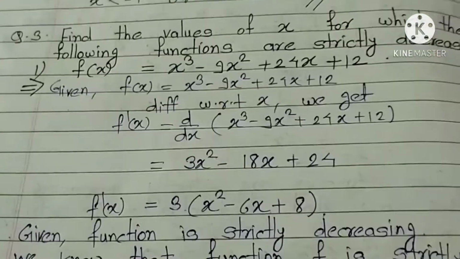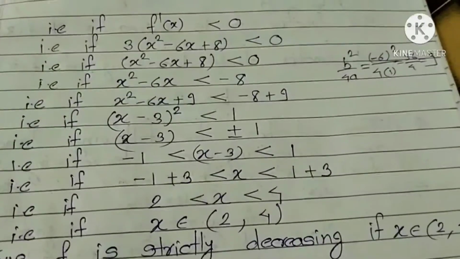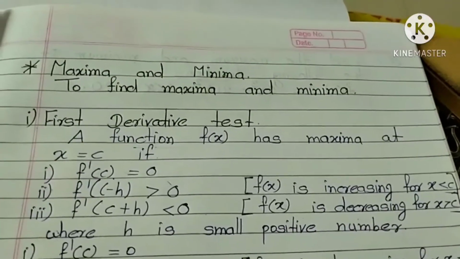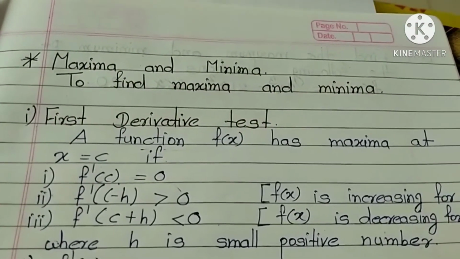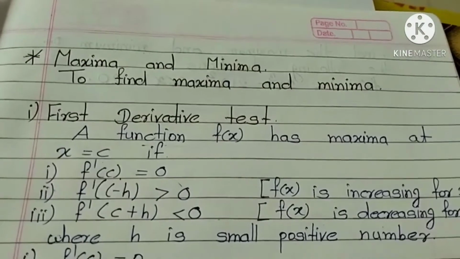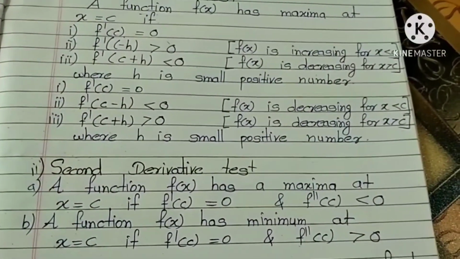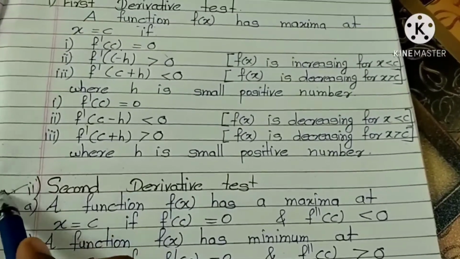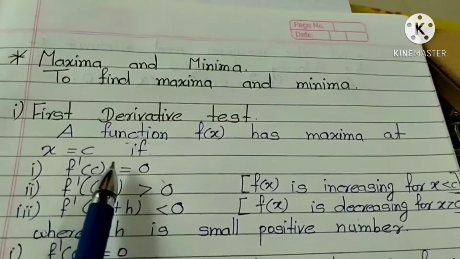Observe the example. Move toward the next topic, that is maxima and minima. To find maxima and minima, we use two tests, that is the first derivative test and the second derivative test. But we often use the second derivative test to find maxima and minima. It is very important. So first we see what is the first derivative test.